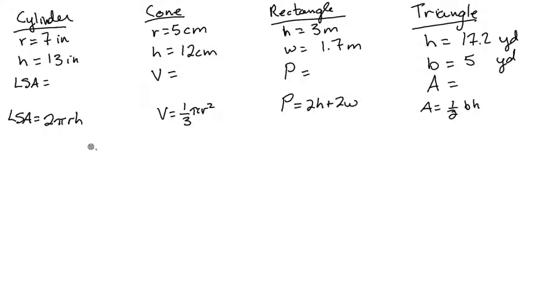All right, now that you've unpaused the movie, let's make sure you did these right. So we stick in the R for the 7 inches for the radius. That'll go right there. And the 13 for the H. So we have 2 times pi times 7 times 13. 13 times 7 is 91, times 2 is 182 pi. So the LSA equals 182 pi.